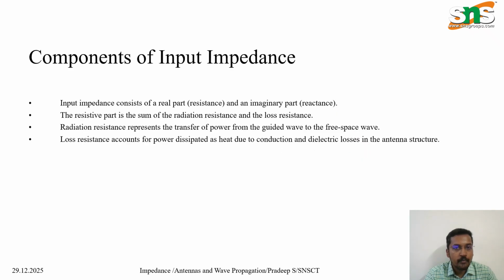operation. Input impedance has two parts, resistance and reactance. The resistive component includes radiation resistance and loss resistance. Radiation resistance represents useful radiated power, while loss resistance represents power lost as heat. The reactance part is caused by stored electric and magnetic energy around the antenna.